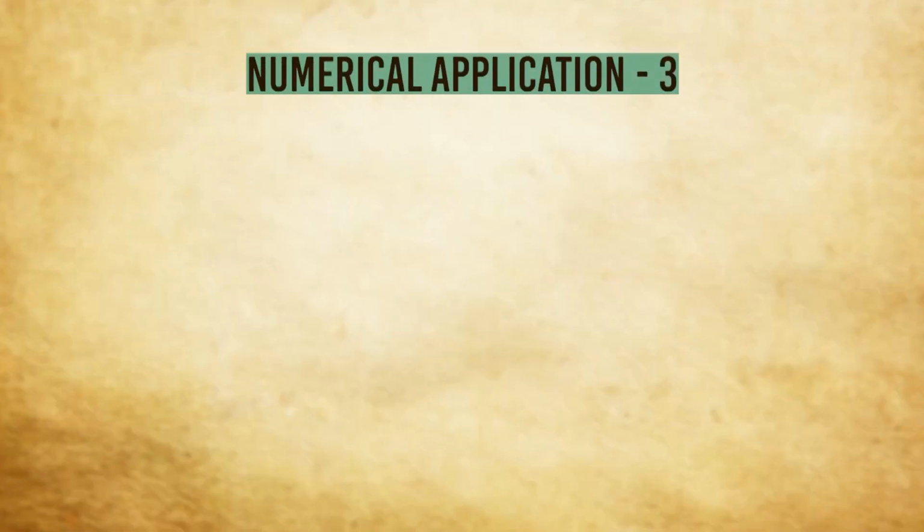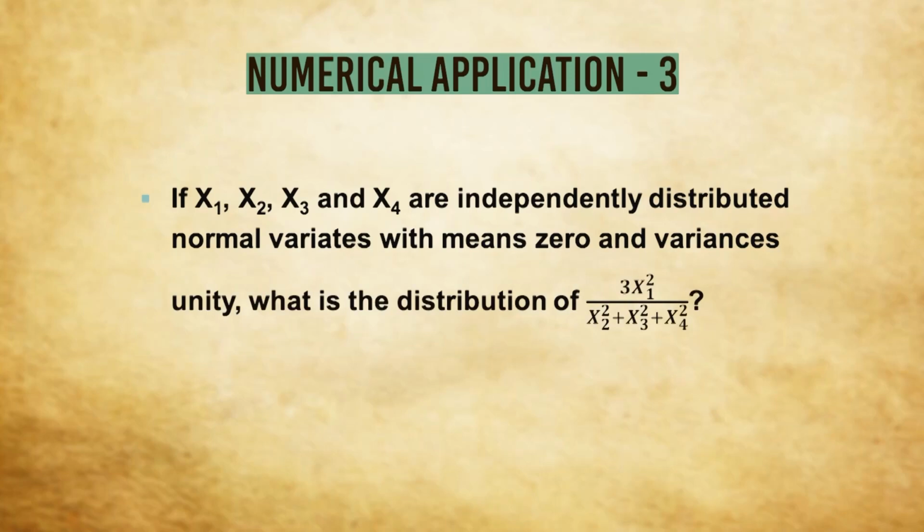Now we will come to our final example or final application. X1, X2, X3 and X4 are independently distributed normal variates with mean 0 and variance unity. That means they are standard normal variates. The question is, what is the distribution of 3 X1 square divided by X2 square plus X3 square plus X4 square? Now see, here we don't have any square root. That means we nullify t distribution, and we nullify chi-square distribution. But we have a ratio where in the numerator we have one squared quantity, and in the denominator also we have a squared quantity. That means the only option is to go for F distribution.